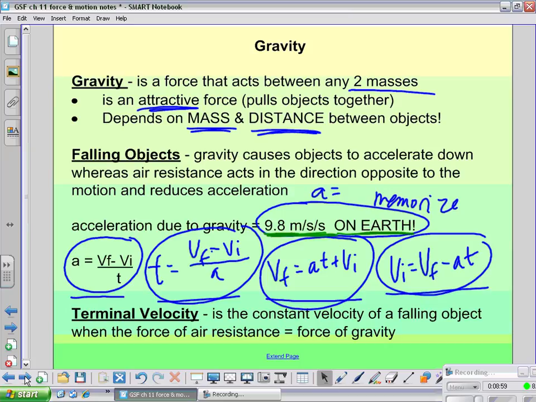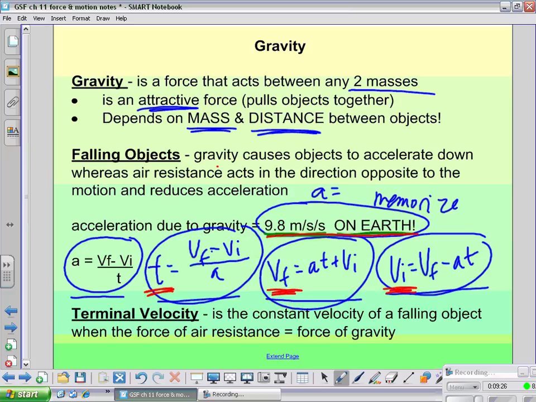So gravity, of course, causes objects to accelerate down, whereas air resistance acts in the direction that opposes that, and that reduces the acceleration. But we're always going to ignore air resistance and just talk about everything accelerating at 9.8 meters per second squared. So what we're going to be solving for is usually either time or final velocity, or maybe initial velocity.